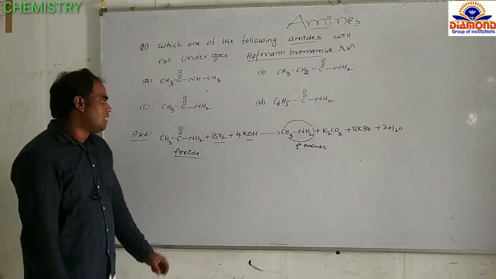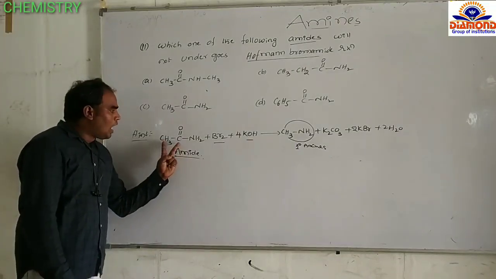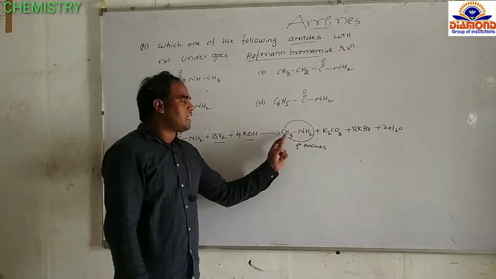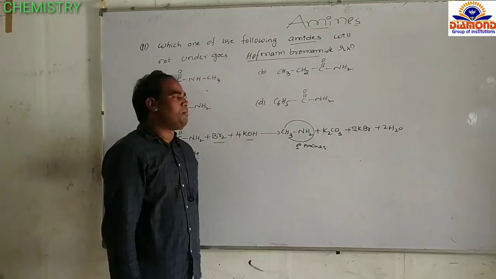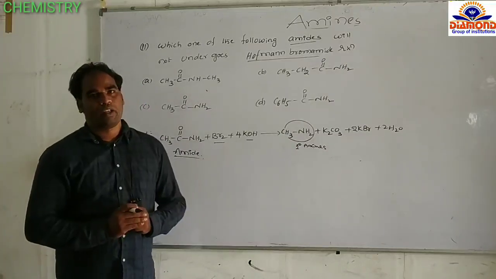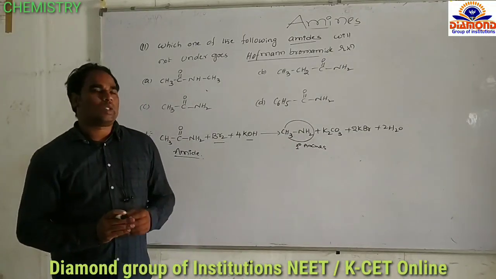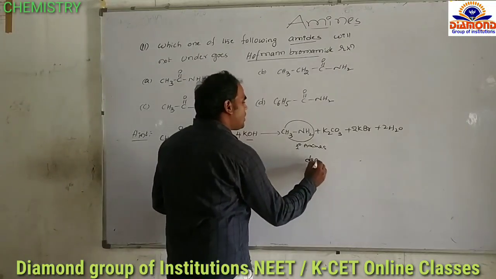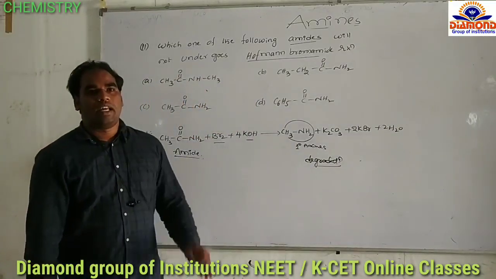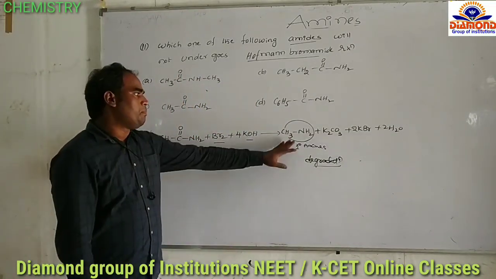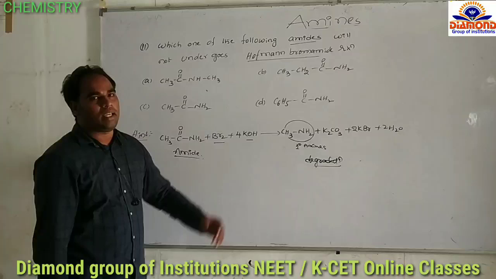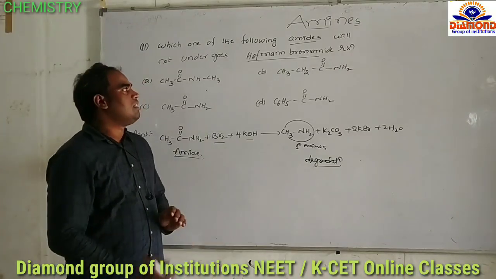What happens here? On the reactant side, a two-carbon amide, but on the product side only one carbon. It means one carbon decreases on the product side. That's why it is also named a degradation reaction, the Hoffmann bromamide degradation reaction. Degradation means the number of carbons decreases in the product when compared with the reactant.